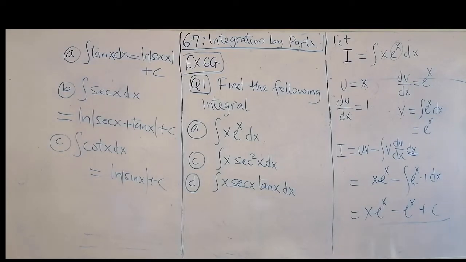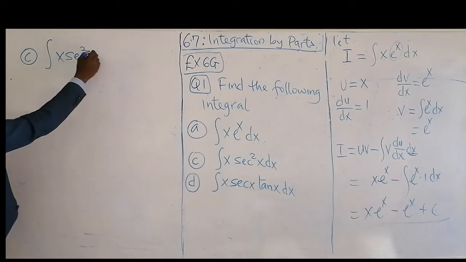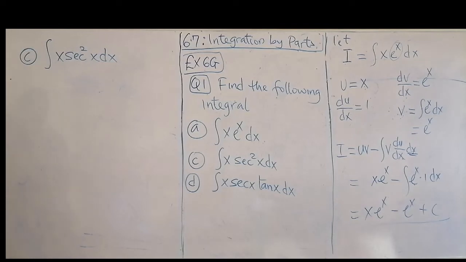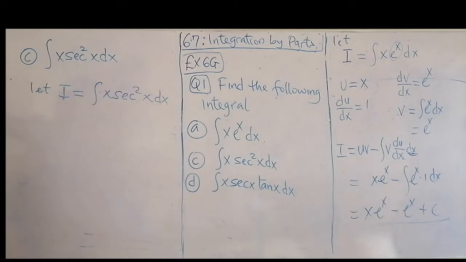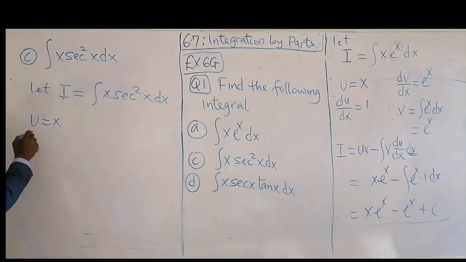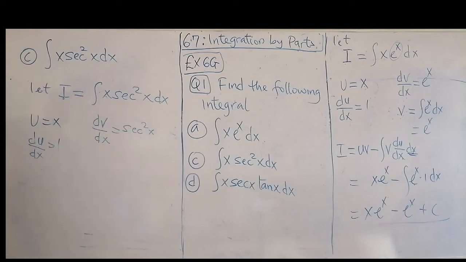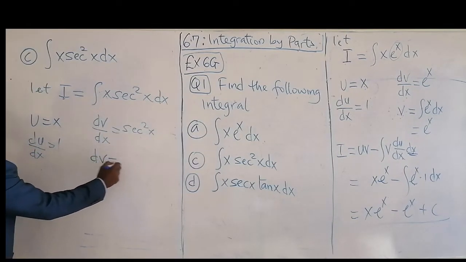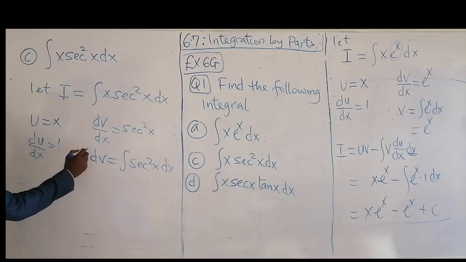So the second one, we have the integral of x sec squared x dx. Let's call the question I, equal to this. So what do you do now? U becomes simpler on differentiation. So u is this, so du dx is 1. Then dv dx is sec squared x. So v is equal to the integral of sec squared x dx. Then integrate both sides.